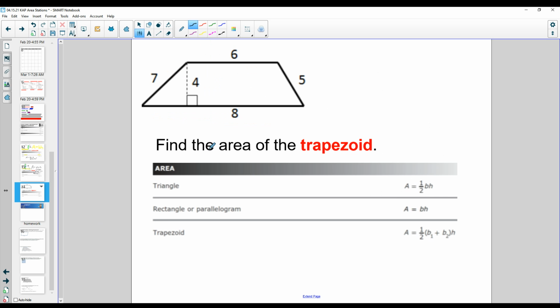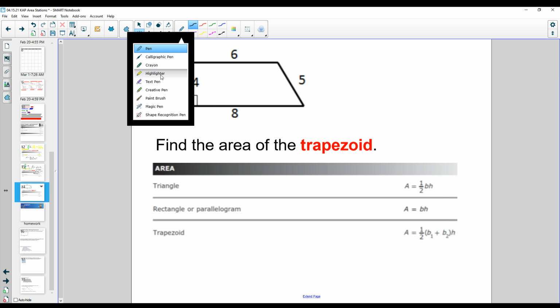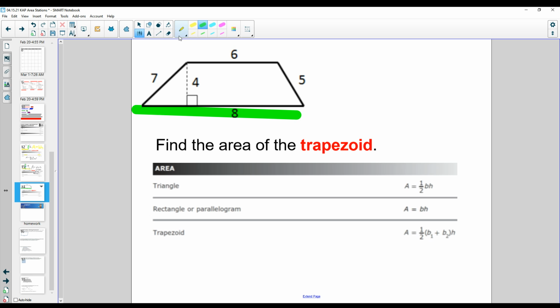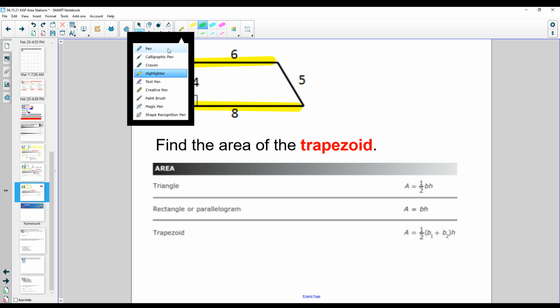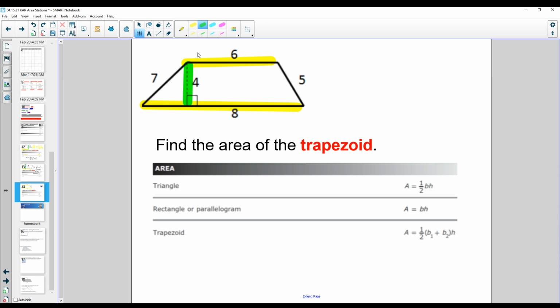And last but not least, the trapezoid is capital A, which you need to multiply half of, you add up the two bases times the height. So let's get my highlighter. Here's one of the bases. Whoops. This is yellow. This is one of the bases. This is the other base. And this is the height right there. So, oh, do I need to use these? No, these are just slants. That's to trick you. So what are the two bases? 8 and 6. The height is 4.